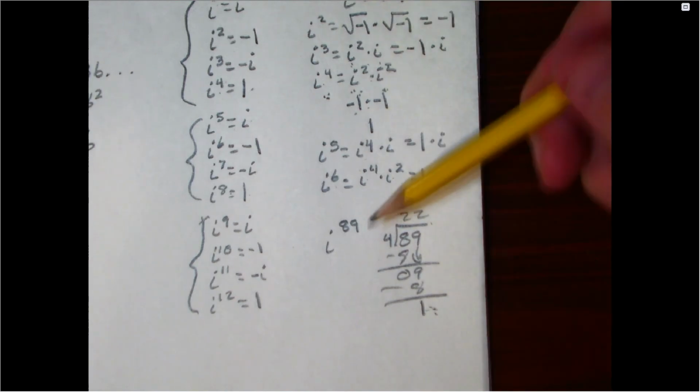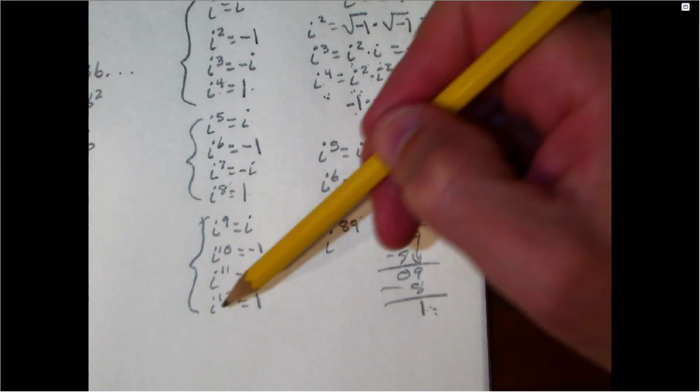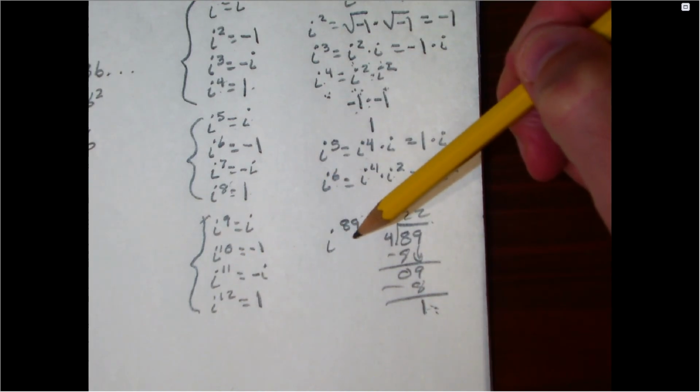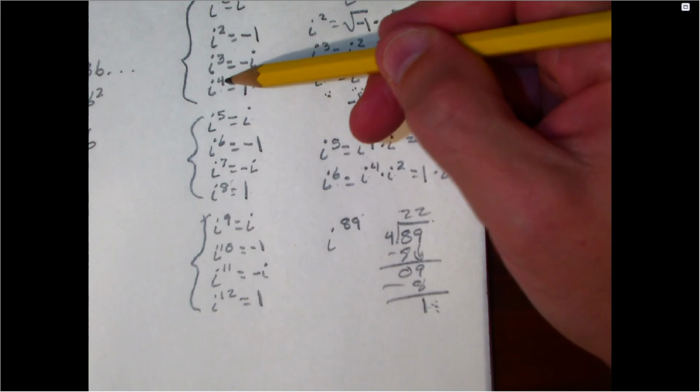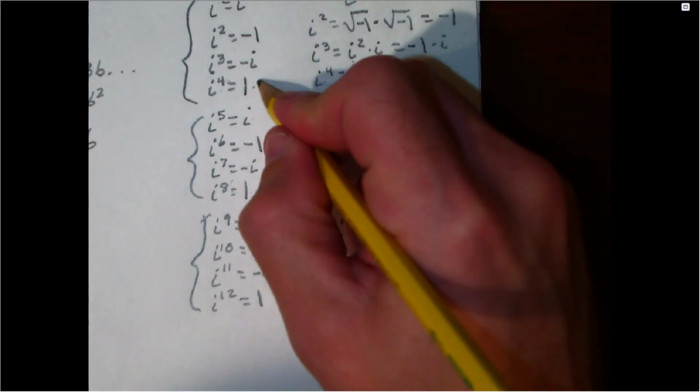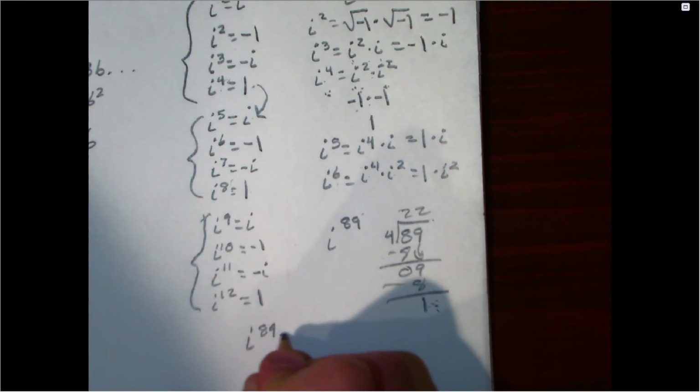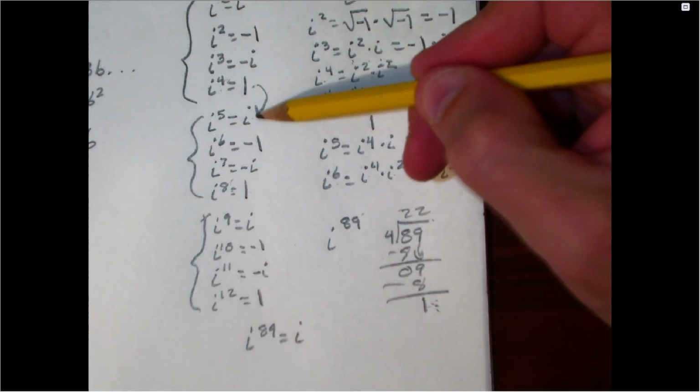So if this was 88 exactly, it would be a multiple of 4, and this would be equal to 1. But it's not a multiple of 4. It's a multiple of 4 with a remainder of 1. So if I had a multiple of 4, like 4, for example, a remainder of 1 would be the very next one, which is i. So I know that i to the 89th power is equal to just i. If your remainder is 1, the answer is i.